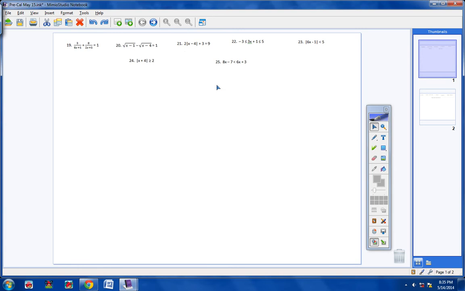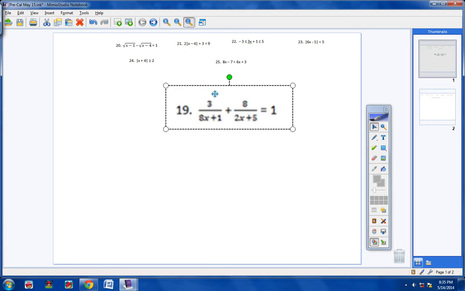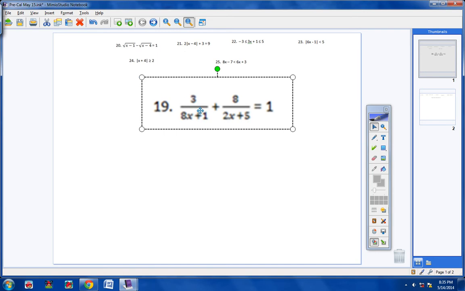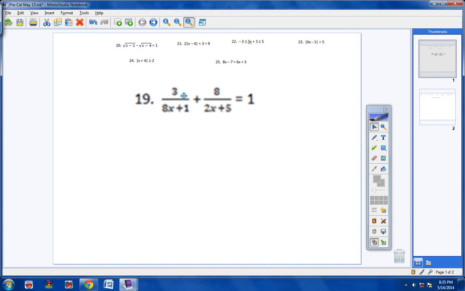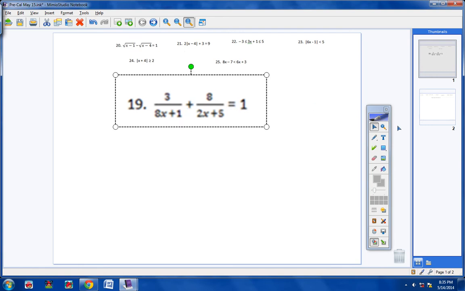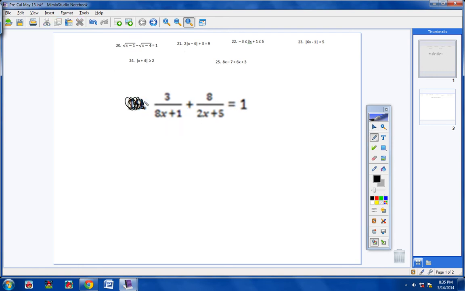And again, the key to understanding how to solve these on the test is going to be your ability to recognize the problems and then know what to do. Okay, so let's start off with this problem here. This is called a rational equation, and this is because we have fractions with variables in the denominator.